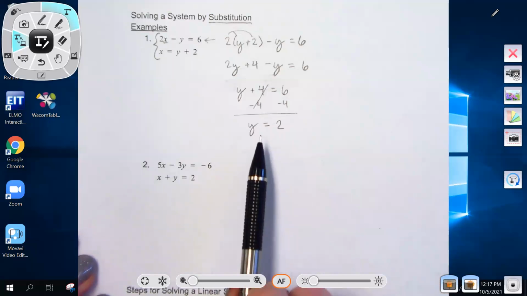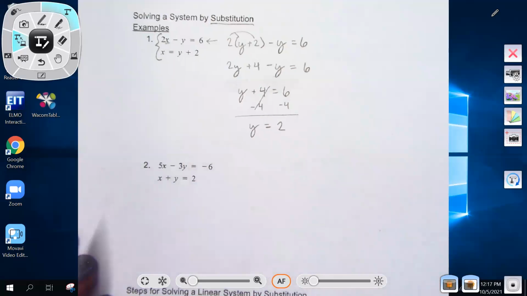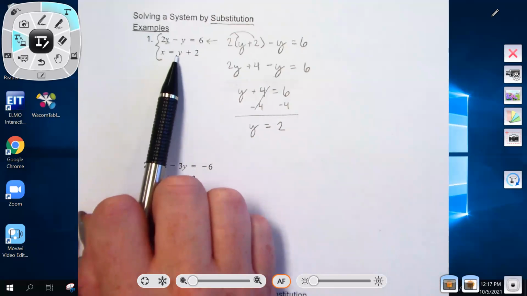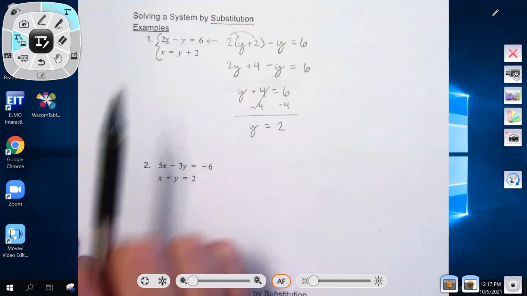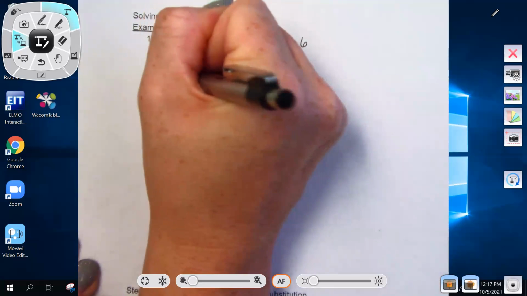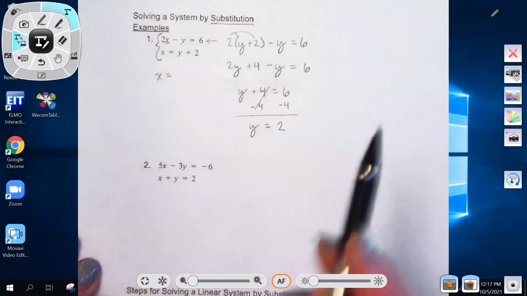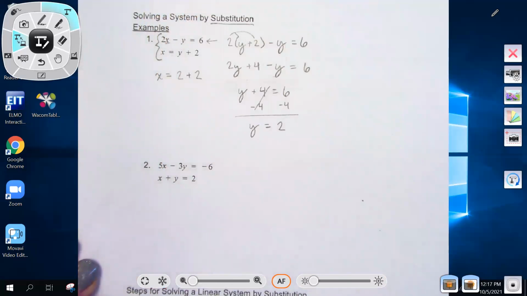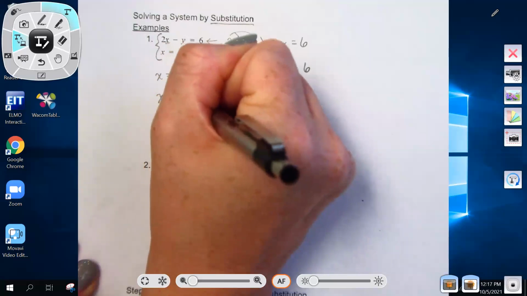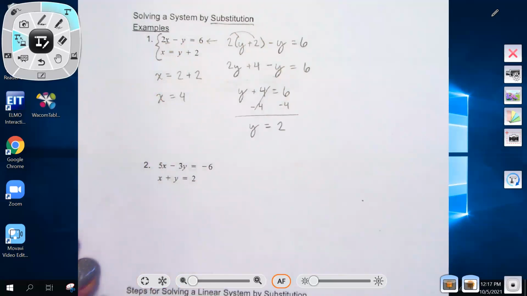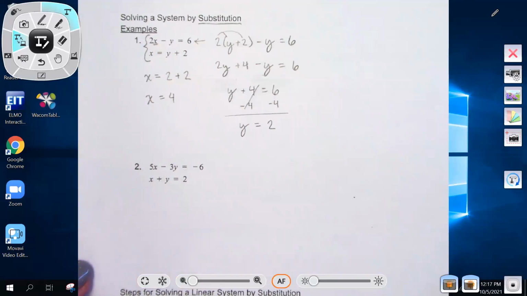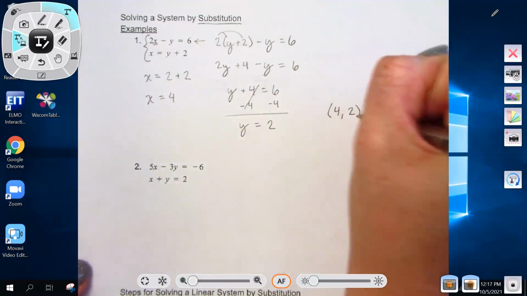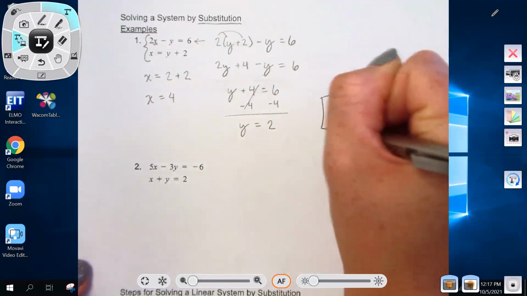Okay, so now we have a value for y. We need to find a value for x, and we do that by using this second equation that's already solved for x, but now we know what y is, so we can plug in our value for y. So instead of x equals y plus 2, we have x equals 2 plus 2, because we know y equals 2. So x equals 4. We write our solution as an ordered pair. Remember, x comes first and then y. So our solution is 4, 2.